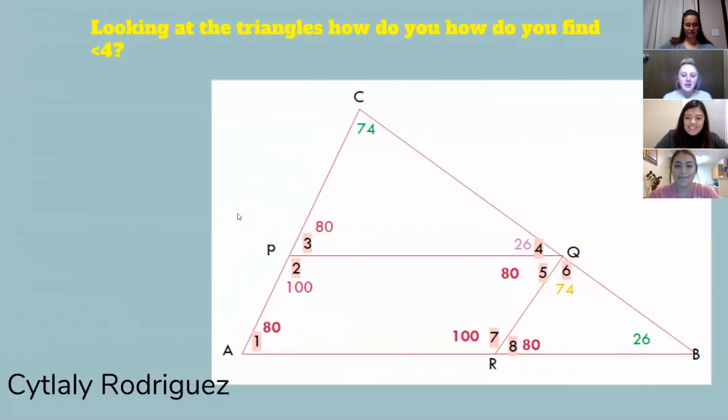Cece, looking at the triangle, how do you find the measurement to angle 4? Great question, Claudia. As we can see, we are given a triangle. Let's look at the top triangle, triangle CPQ. What we do is we have to add up 74 plus 80, which will give us angle 4, giving us 26 degrees.